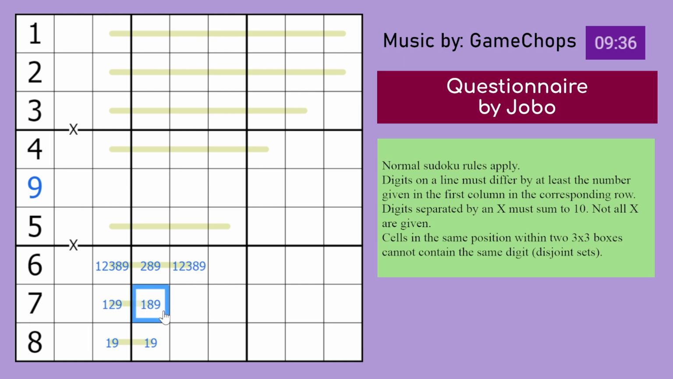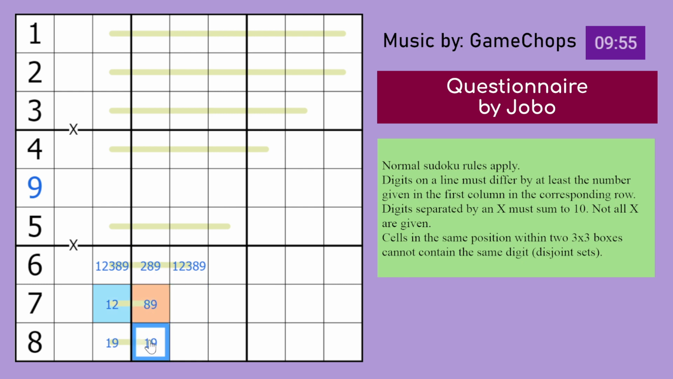Wait, why did I remove... Yeah, and this can't be 2. So this can't be 9 because this couldn't be 1 or 2. So yeah, this can't be 9, that can't be 1. Okay. So a little bit more something here. I guess I can mark that as having a low digit, that as a high digit.